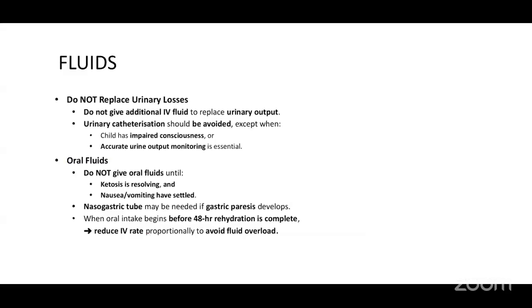An NG tube may be needed if gastric paresis develops, and any oral intake before 48-hour rehydration is complete. First, rehydration has to be done for 48 hours. Till then, oral intake has to be reduced. After that, it can be given, and then the IV rate can also be reduced proportionately to avoid fluid overload.